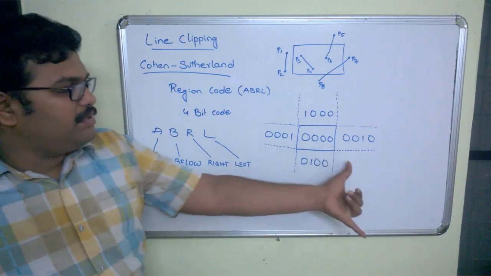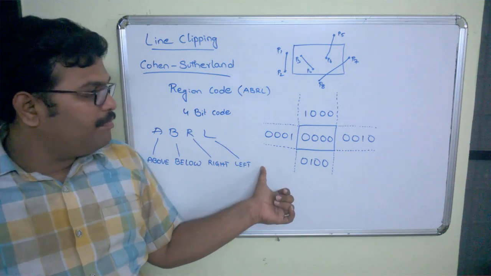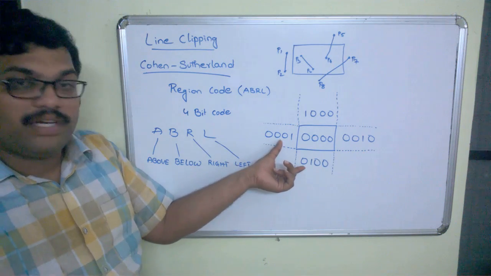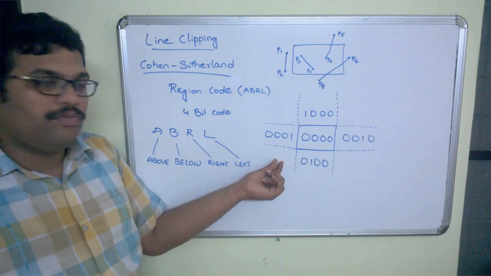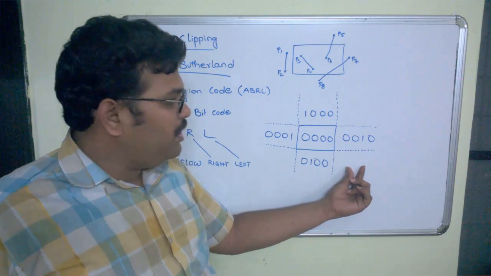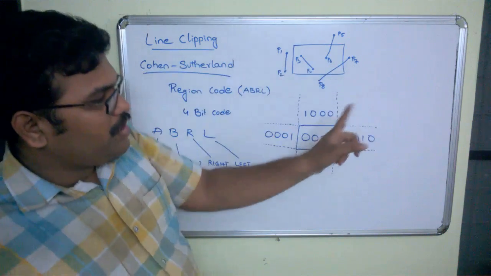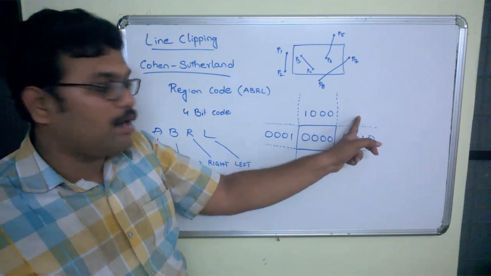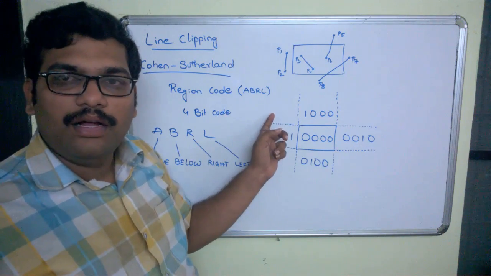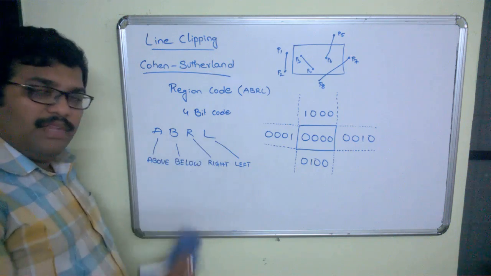And filling these corner regions can be done in 2 ways. One is you can simply XOR these 2 region codes to get the region code of this corner, and for this corner simply do the XOR operation of these 2 region codes. The XOR operation of these 2 region codes will give the region code of this corner. That is one thing. And another thing is to simply apply the ABRL code.